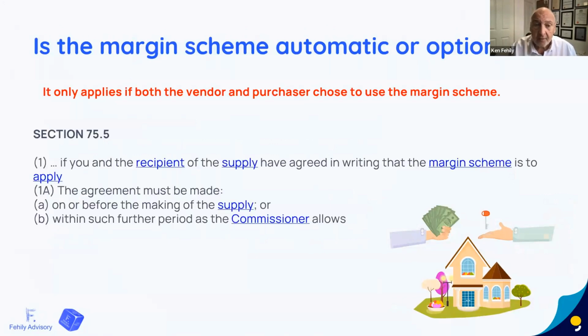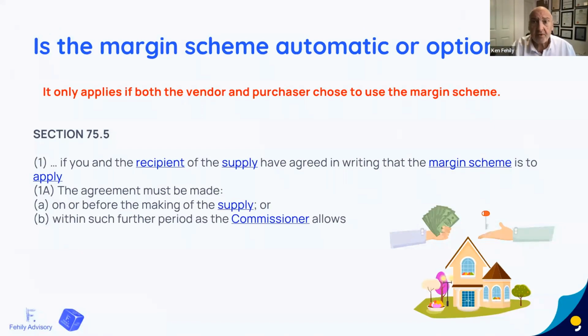It can only apply, if we go back to section 75, if both the recipient, the purchaser, and the supplier, the vendor, both agree in writing that they wish to use the margin scheme. And keeping in mind, it doesn't change the character of the property. It's only an option that if I'm selling and you're buying, we must both agree that we choose to calculate the amount of GST using the margin scheme. It doesn't make it taxable or GST free or input taxed.